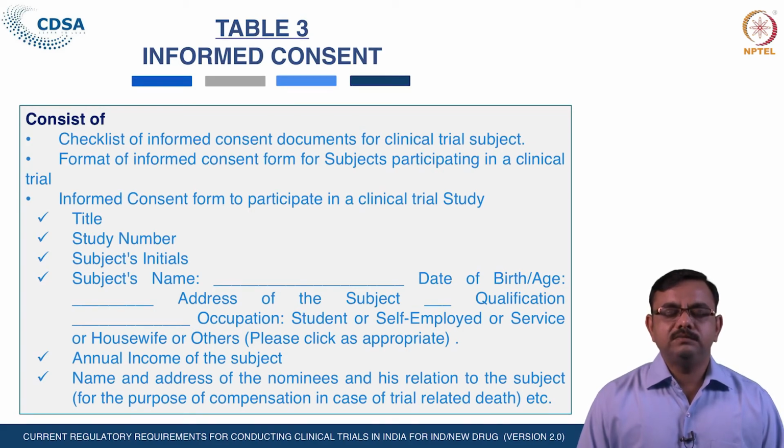The annual income of the subject is also very significant and essential, as there should be no exploitation of poor people. That's why this annual income column has been mentioned here. Then these details: where the study is going to be conducted, the name of the PI, details of the PI, and whom to contact, these things have to be covered.